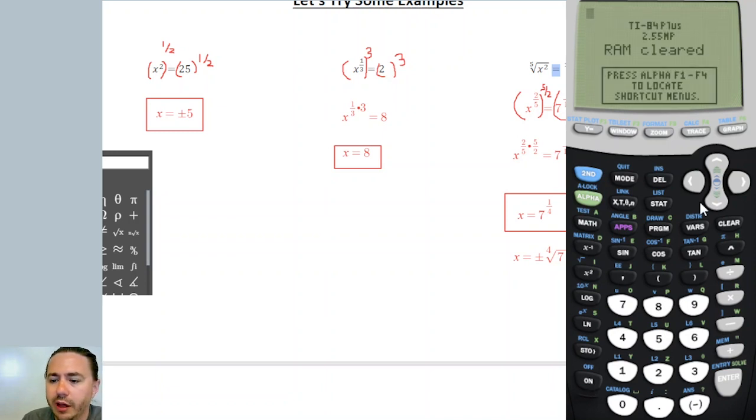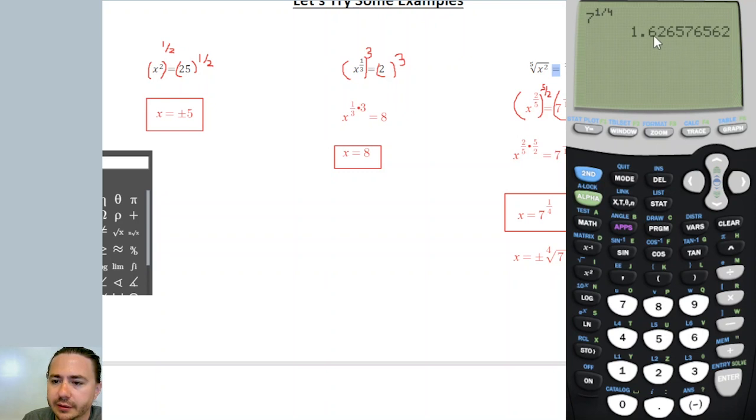So what I'm going to do here is store this fourth root of 7 as the solution I'm going to be testing. To store it, I'll hit store and pick the letter A. It doesn't really matter which letter you pick. That way I don't have to type this over and over again.